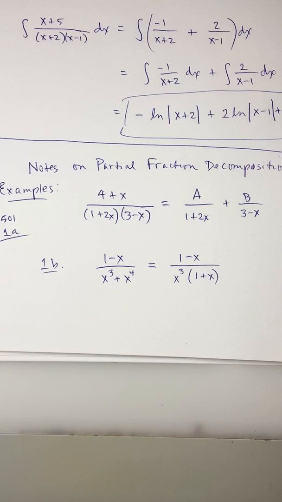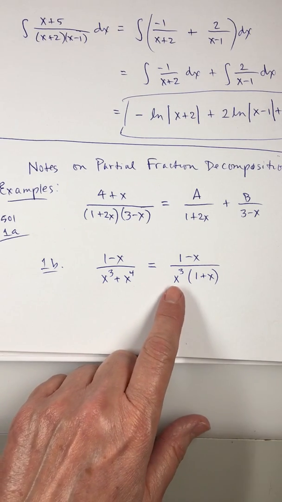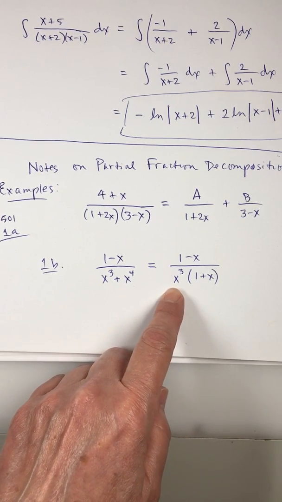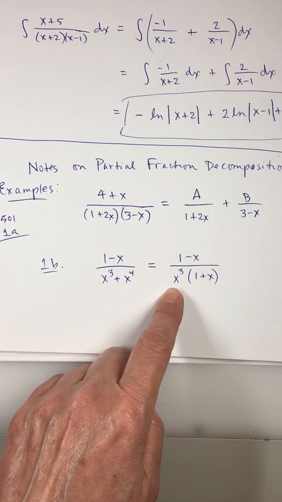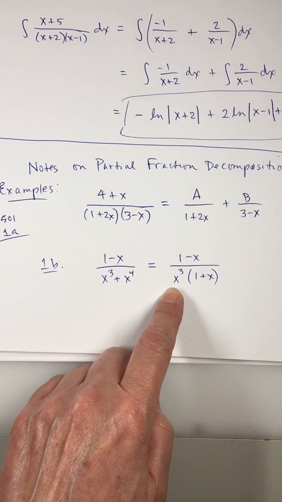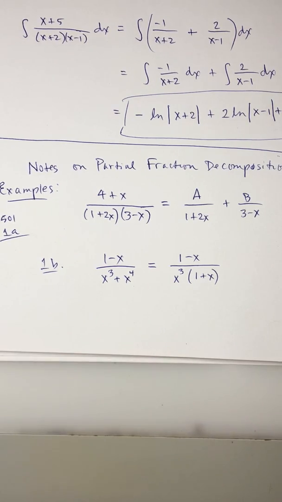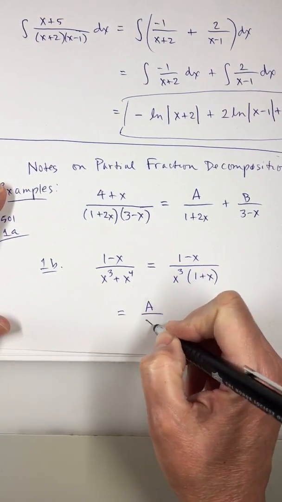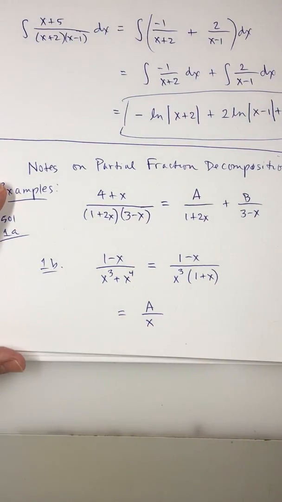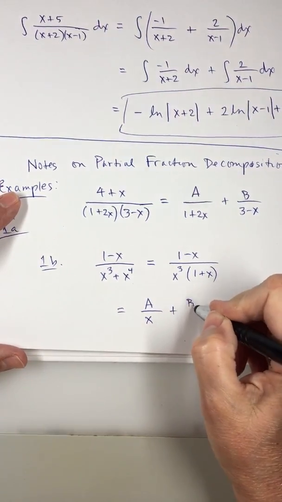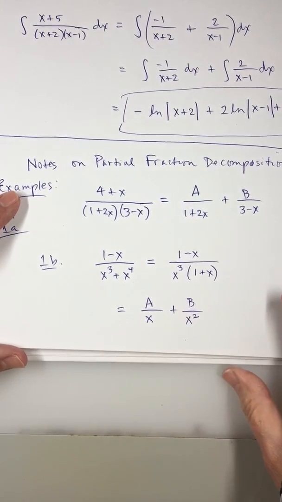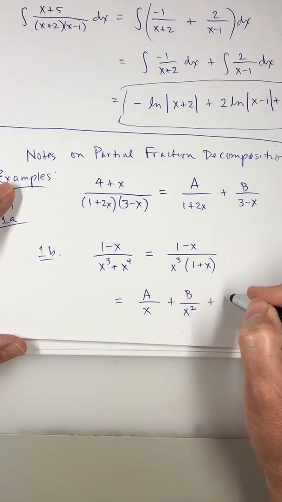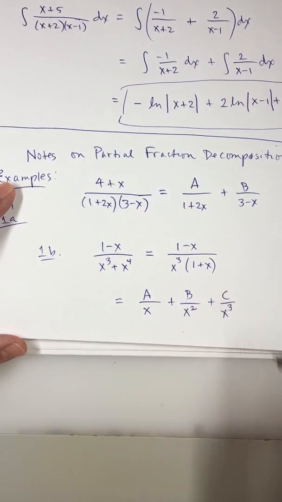Now this one may be a little bit confusing because there's probably two ways I could proceed, and I'm going to go this way with it. I have x cubed in the bottom. That is not linear. If you have something that's not linear, it's a different story. So what I would do for this one, I would say A over x to the first plus B over x squared plus C over x cubed.